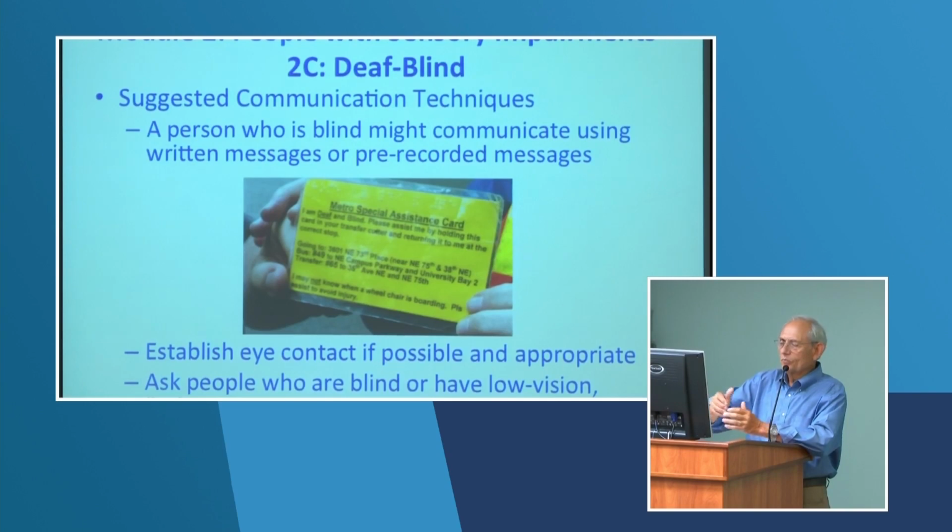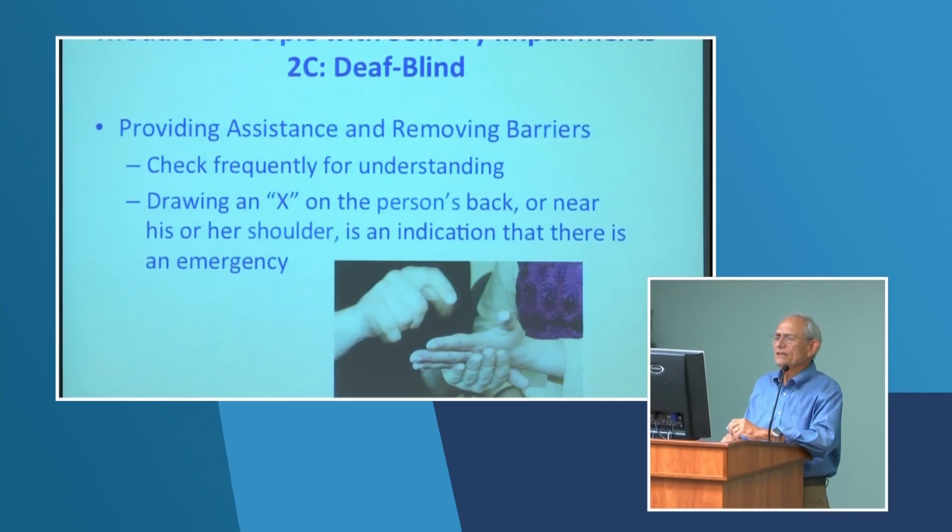Ask people who are blind or have low vision where they want you to stand so they can best see you. It's probably not a good idea for you to stand in between the light and them, because they won't be able to see you. You'll look dark. You have to stand where they can see you in the light.